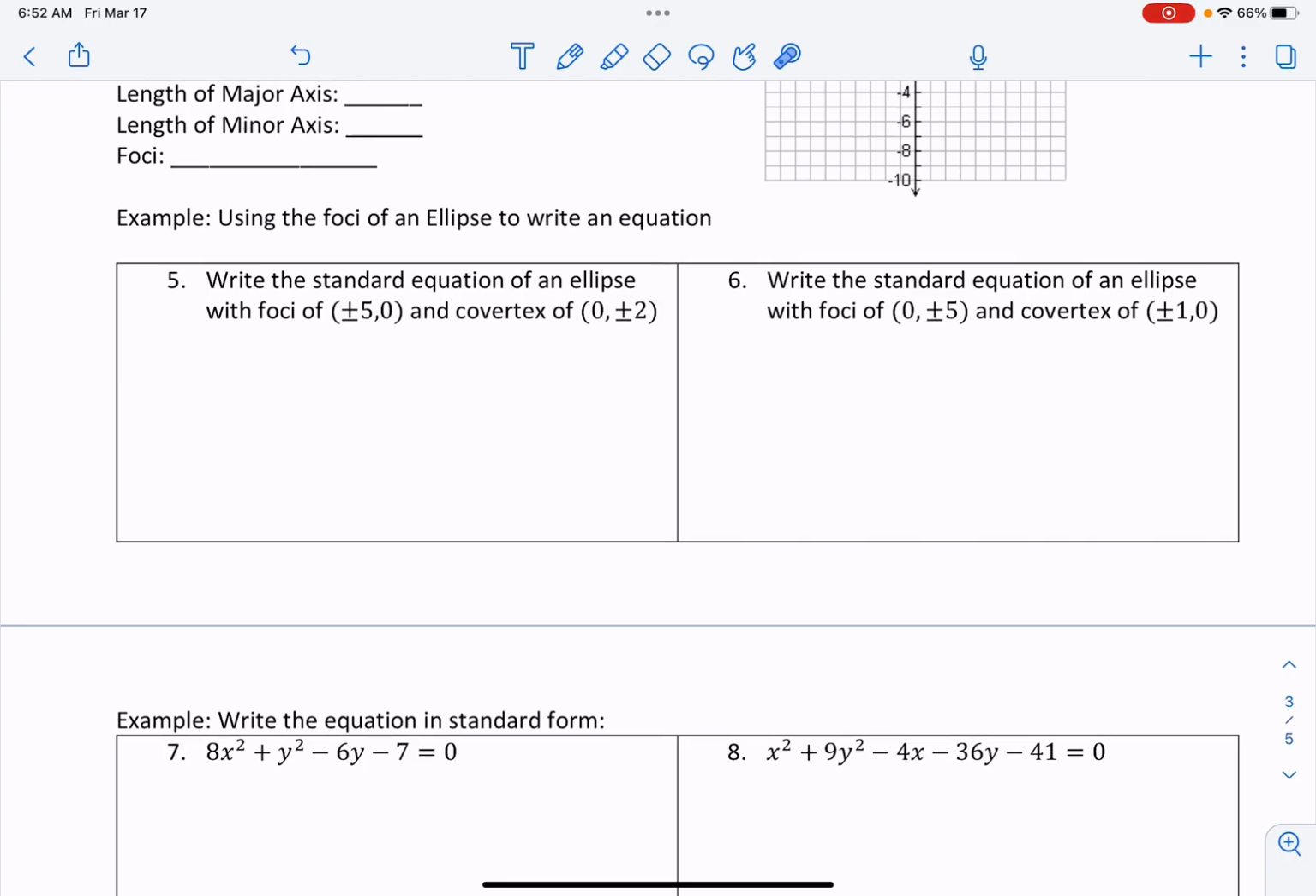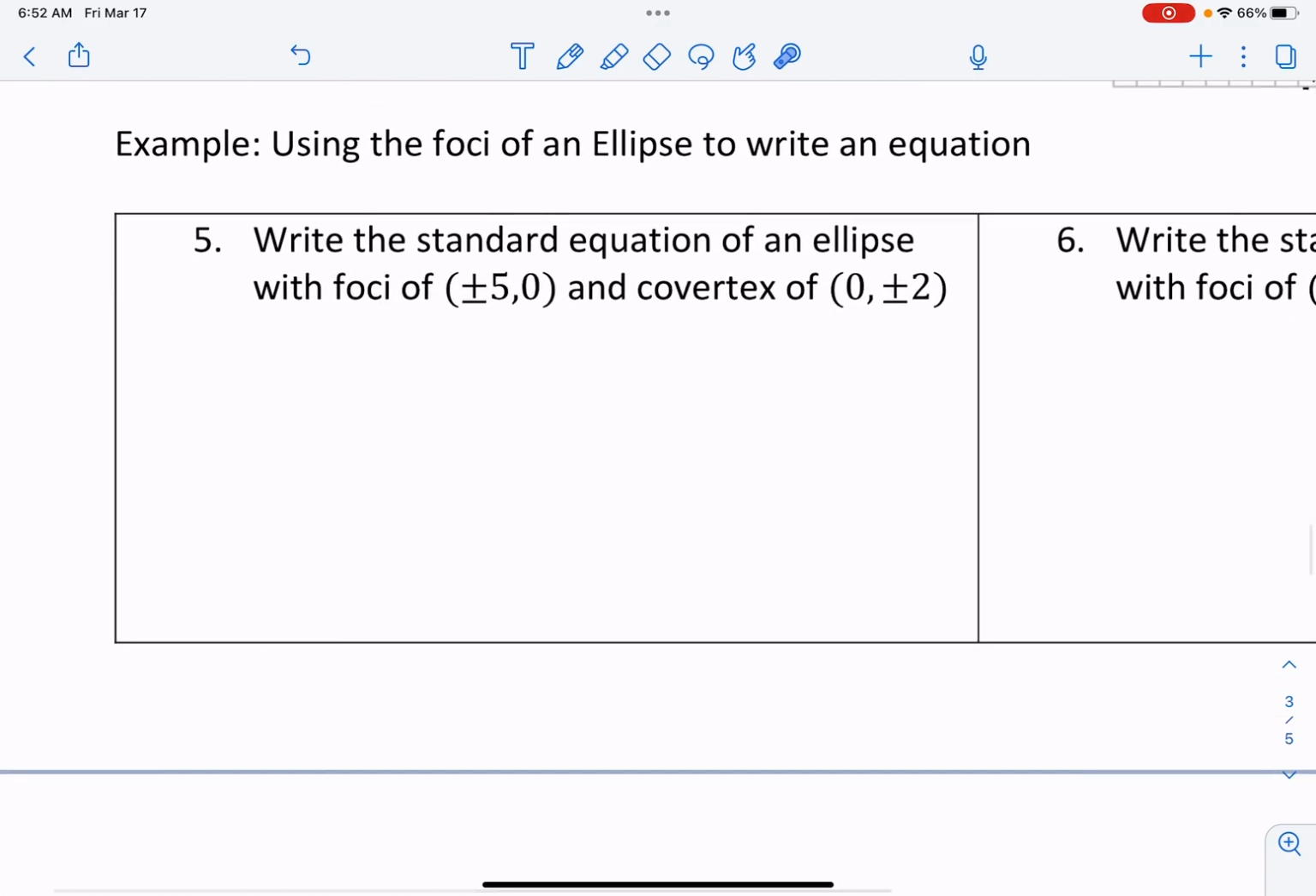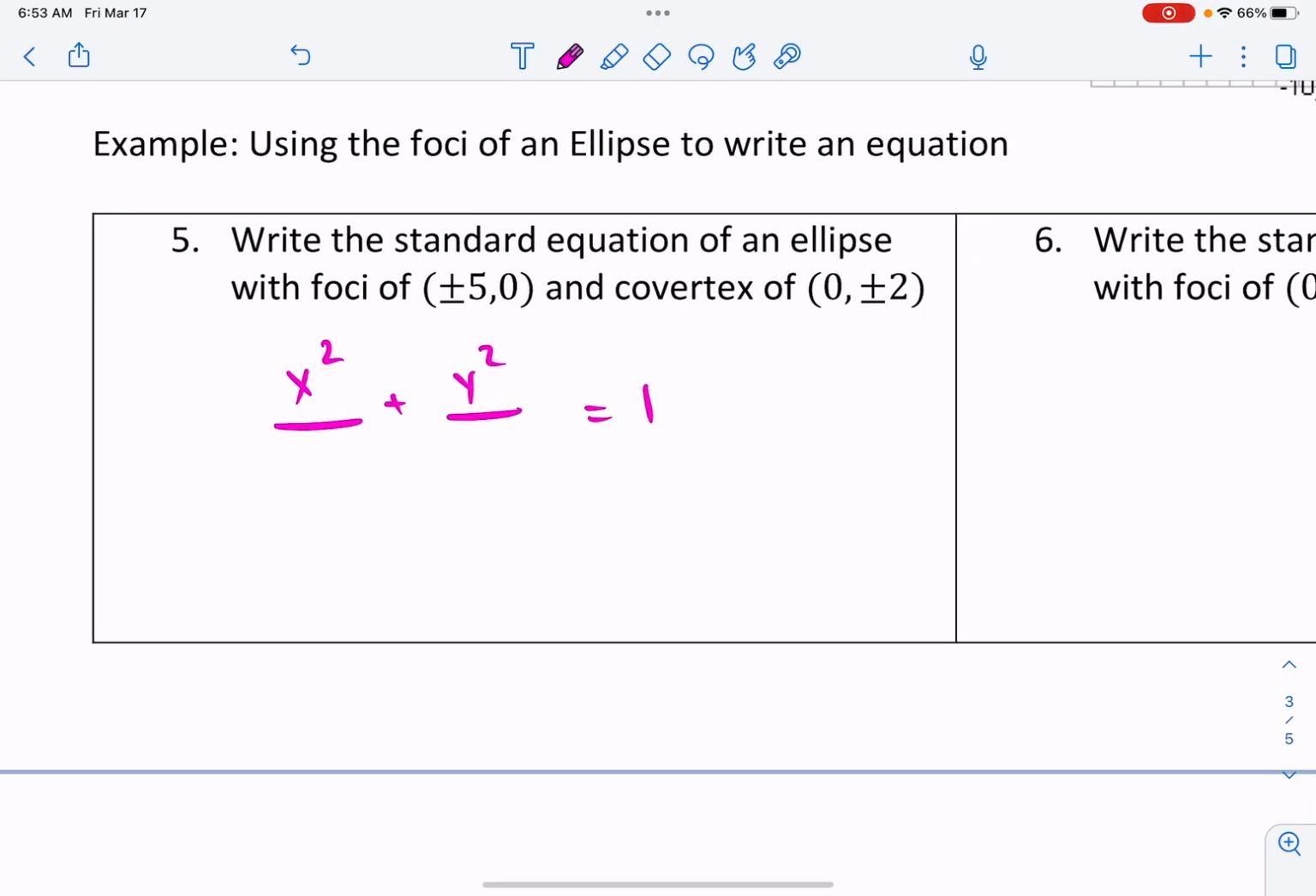Now, writing the equation is kind of the same thing. We need to find out what our A and our B are. So it says here, write the standard equation of an ellipse with foci at plus or minus 5, 0, and covertices at 0, plus or minus 2. So remember, our center here is going to be at 0, 0. So I know it's going to be x squared plus y squared over something equals 1. When they talk about covertices, this is the distance from 0. So that's our B value.